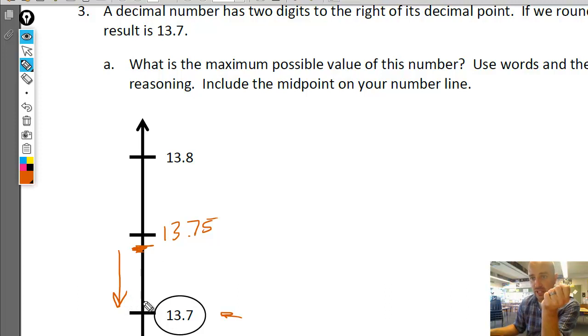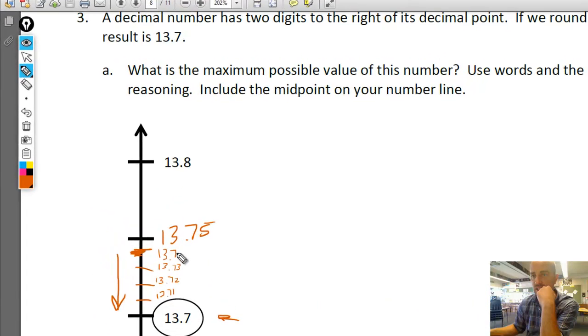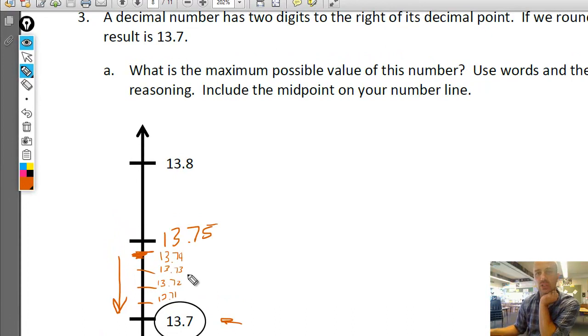And I only have 7. I have 7-1. I have 7-2. I have 7-3. I have 7-4, right? So it's either going to be 13.71, 13.72, 13.73, or 13.74. And it's going to be one of those. Well, which one of those? What's the maximum possible value? Which one's the highest one that I have here? The maximum value I have is this one right here. It's 13.74. So this is asking me to use words in the number line to explain my reasoning. So then I'm going to explain what I just did.